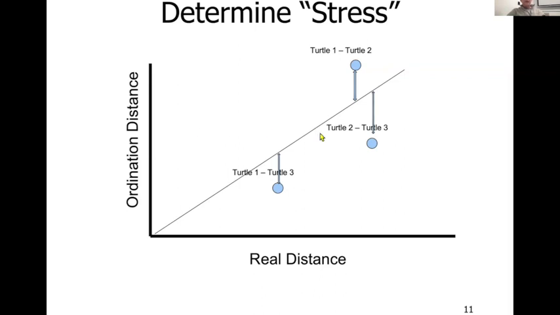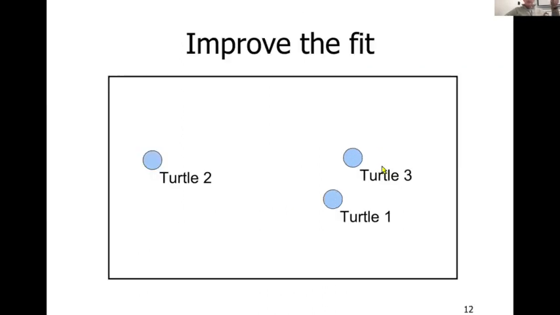If the ordination is not doing that good a job, these are going to be quite different. And the deviation between where the point actually is and that line of equality is called stress. So you add up the stress for all of your turtles, in our case, all your observations, and you improve the fit. There are algorithms, of course. You're not doing this. R is doing this under the hood, but you're moving the points around to reduce stress.